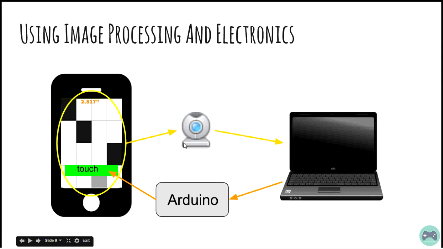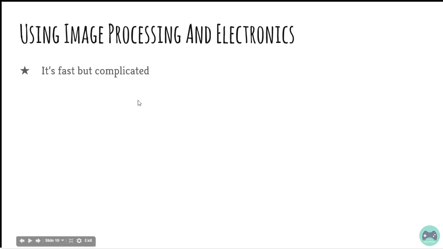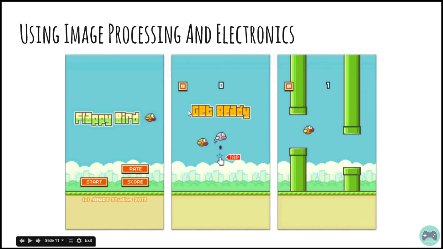The other problem which we had in the first approach was simulating the touch. It took about 0.5 seconds. So instead of using ADB tool for touching, we can use Arduino and a touch simulation mechanism, and this would really speed up things. So this approach is fast but complicated. This is specially used for games like Flappy Bird.